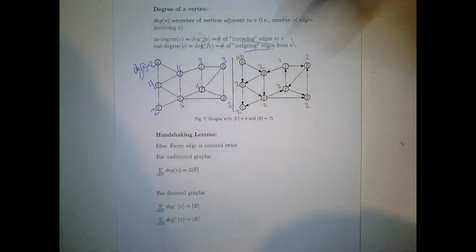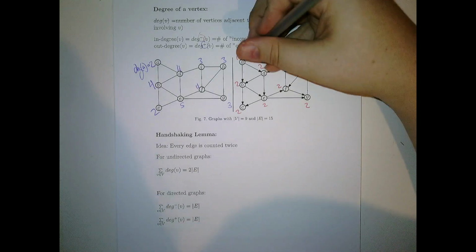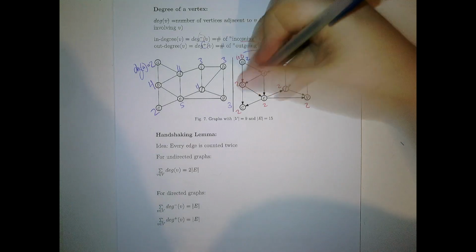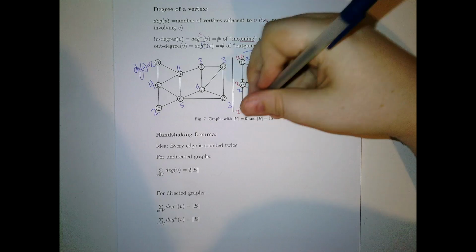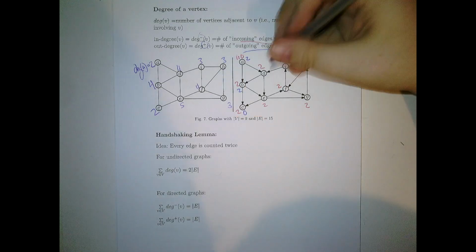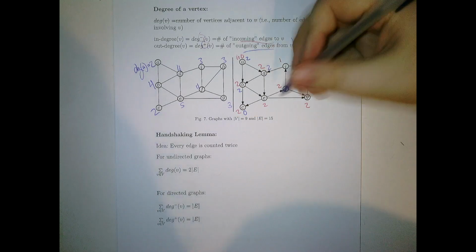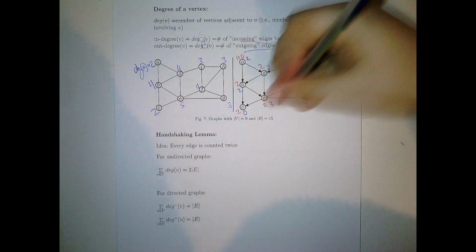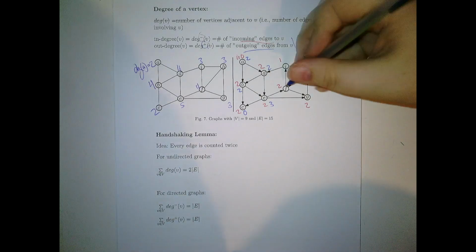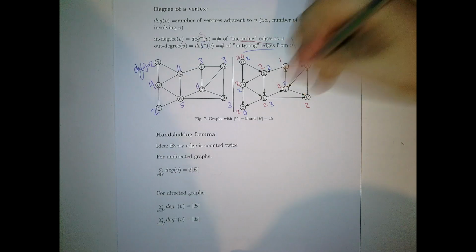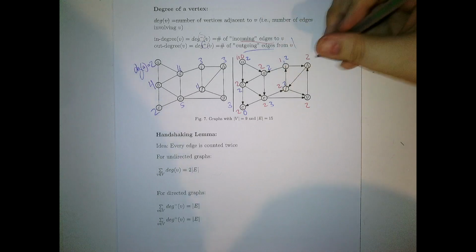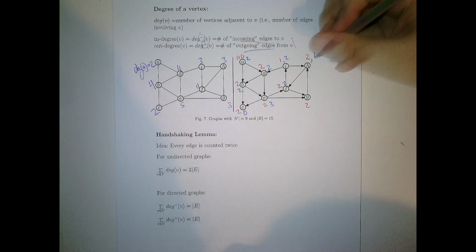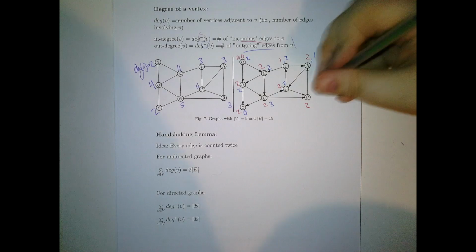Let's do outgoing edges. So let's see. Outgoing edges, A is 2. B is 2, C 0, that's possible, D 2, E looks like 3, F looks like 2 outgoing, I 2 outgoing, H just 1 outgoing, and G 1 outgoing.